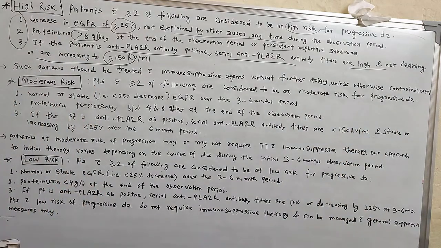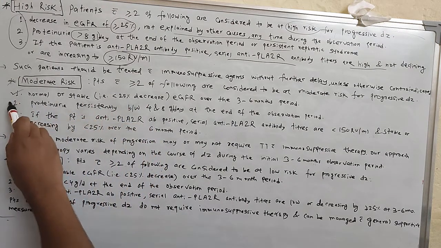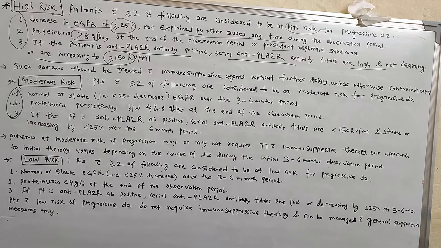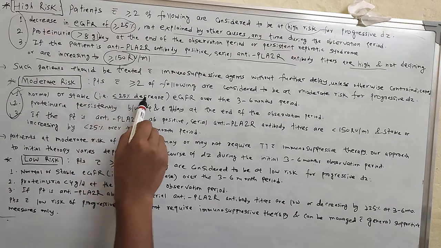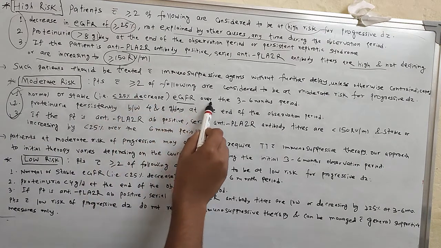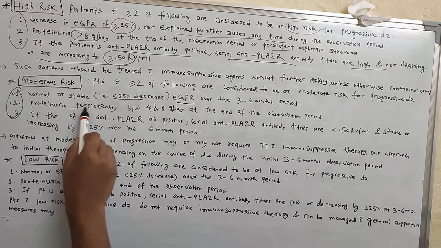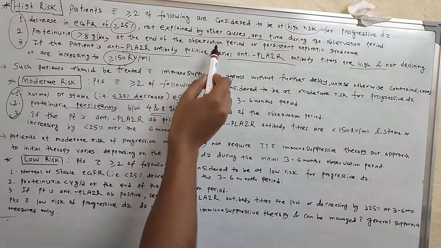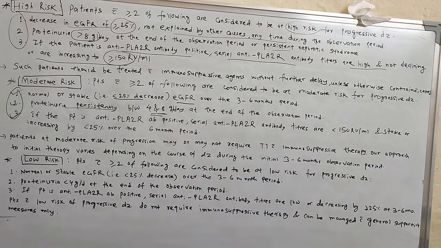And which patients are at moderate risk of progressive disease? If a patient has 2 or more of the following 3, those patients are considered to be at moderate risk: normal or stable eGFR, where stable means less than 25% decrease in eGFR over the 3 to 6 month observation period; proteinuria persistently between 4 and 8 gram per day. In the high risk group it was above 8 gram per day; here, in moderate risk, it is between 4 and 8 gram per day at the end of the observation period.